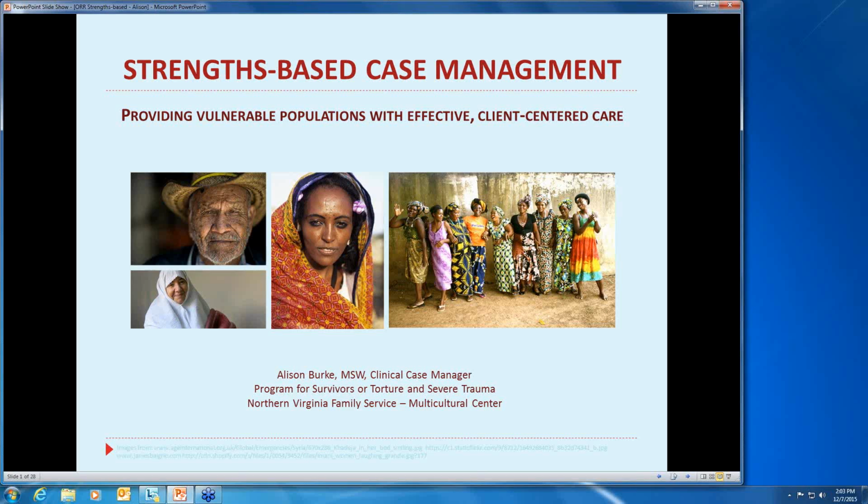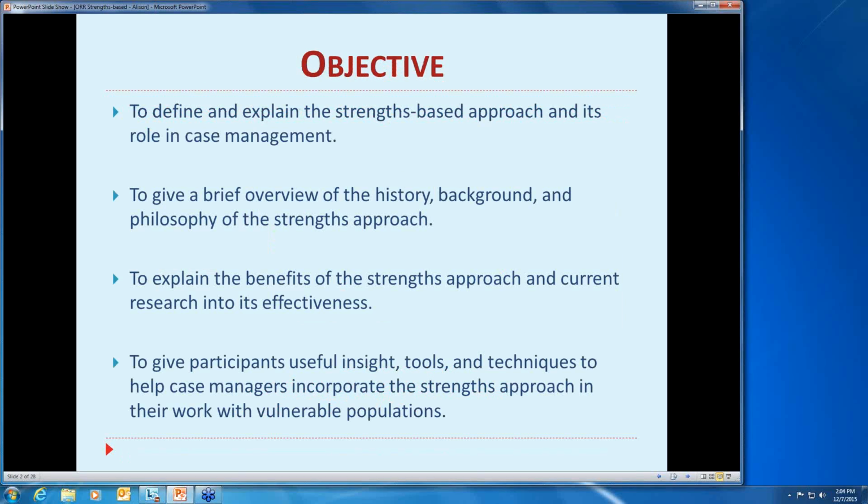And since my title is clinical case manager, I also rely heavily on some therapeutic tools to help support my clients. And I'm going to go a little bit in depth into some of those tools. So first of all, before I confuse anyone, I want to clarify that the strengths-based approach and the strengths approach refer to the same thing. So I'll be using both terms interchangeably.